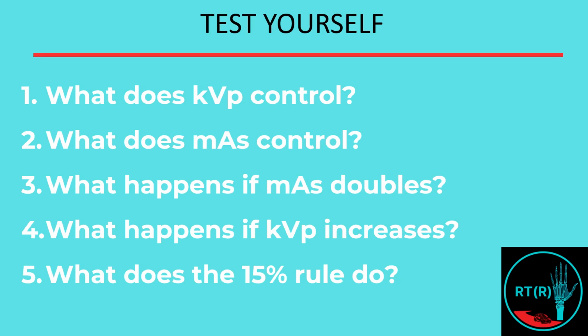Let's test ourselves. Question 1. What does kVp control? Question 2. What does mAs control? Question 3. What happens if mAs doubles? Question 4. What happens if kVp increases? And question 5. What does the 15% rule do?